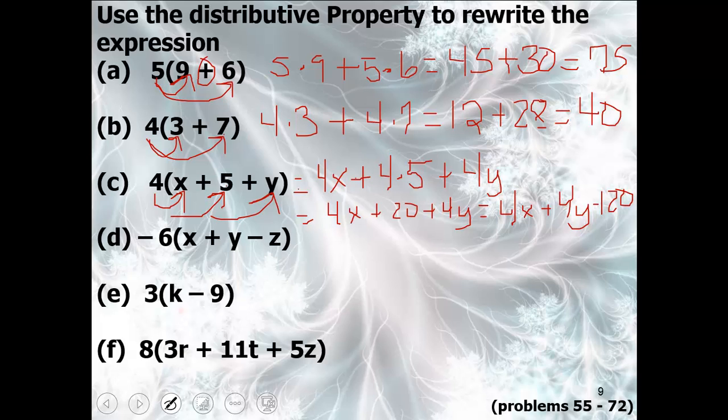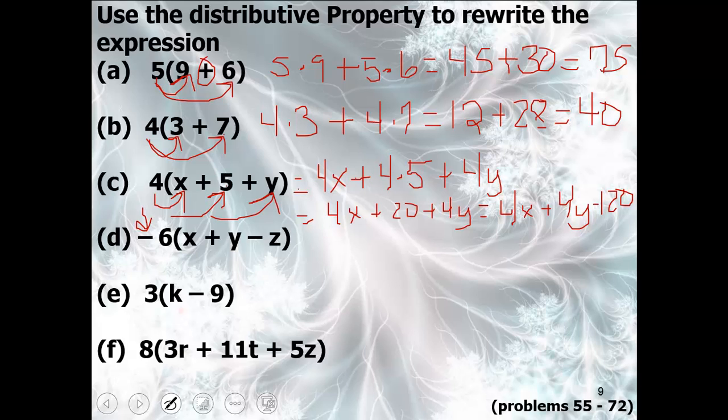Why don't you try D on your own and come back and see if you got it right. Be careful of that negative number. Remember, this is a sign flipper. A sign flipper. Go ahead and give it a whirl, put it on pause, and come back.